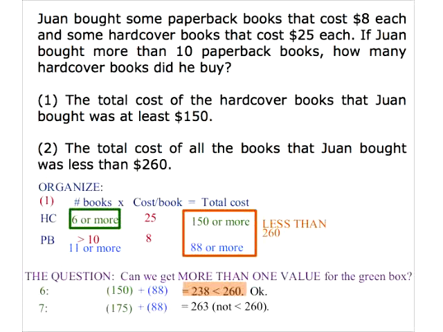So there's only one possibility for the number of hardcovers, and that's 6. So there must be 6 hardcover books. That's sufficient. So overall, this will give us an answer of C.